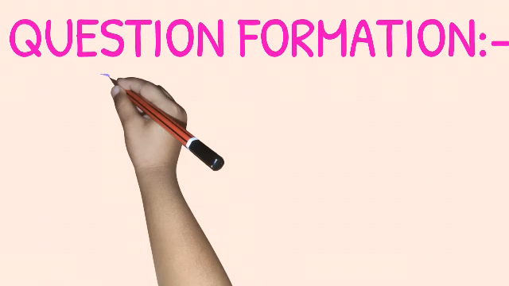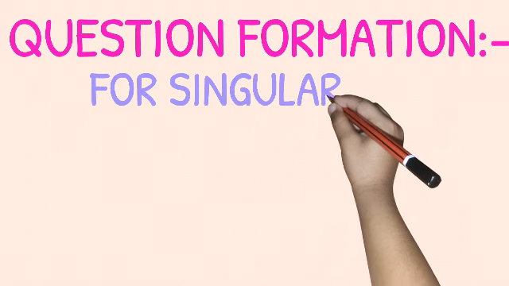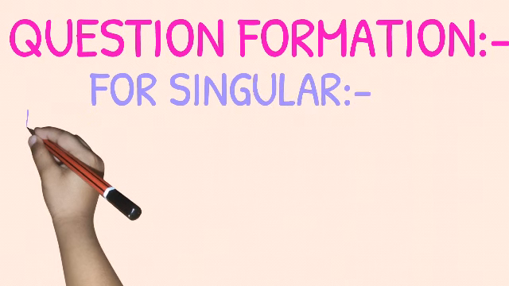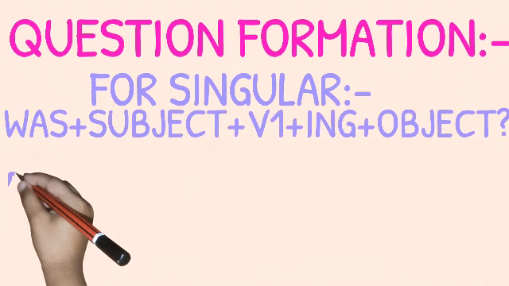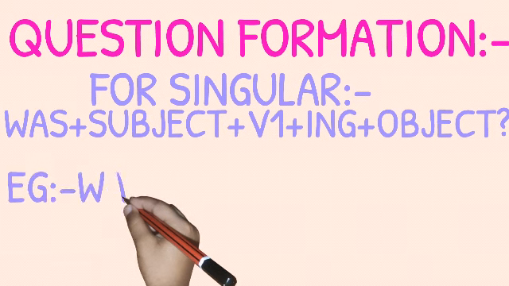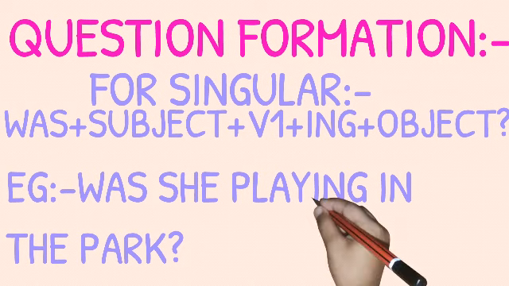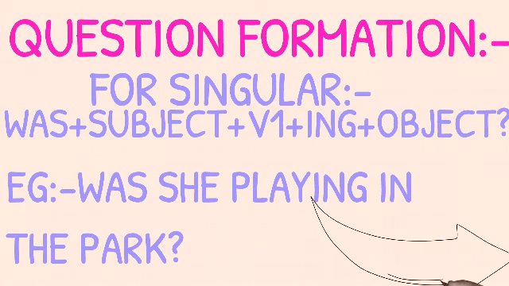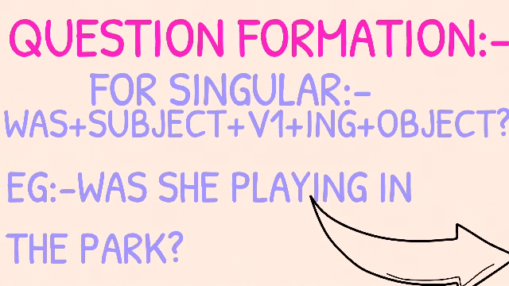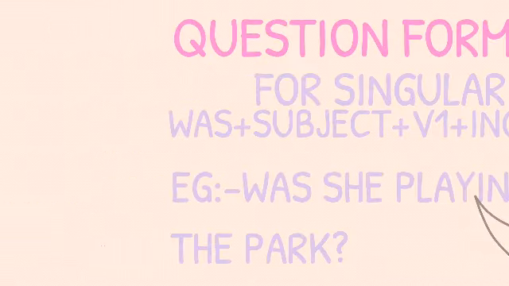Now for the question formation, was and were will be moved forward and the rest will be the same. Now we will look at the singular, that is was plus subject plus V1 plus ing plus object, and the question mark is a must. Now we will look at the example. Was she playing in the park? Question mark is a must. Was is moved forward and the rest of the sentence is the same. I am again and again repeating it.